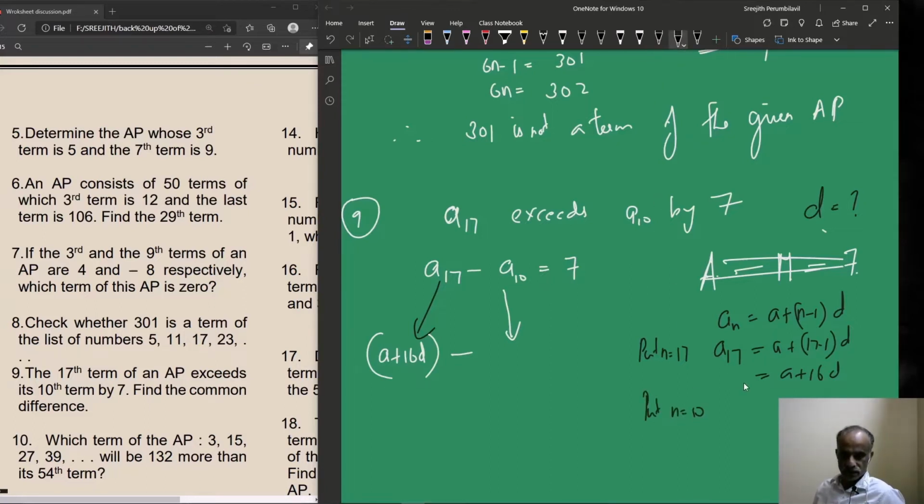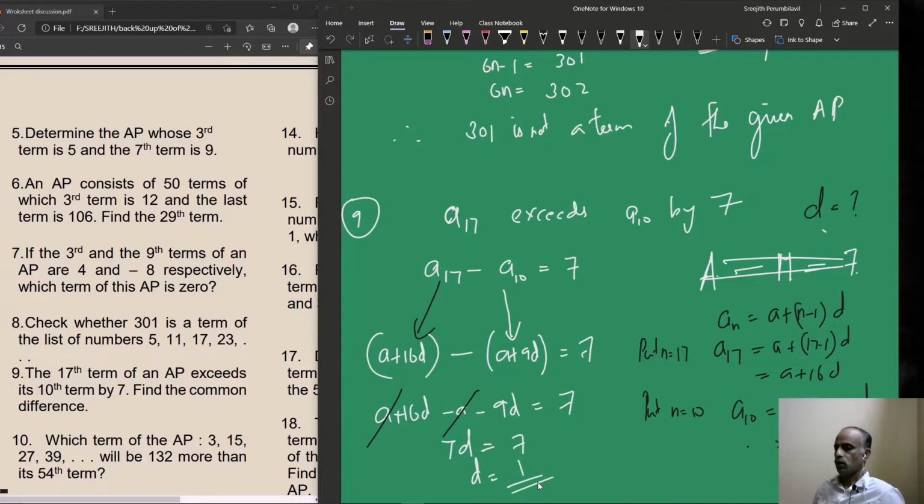What do you get when I put n equal to 10? A10 is equal to A plus (10 minus 1) into D, that is A plus 9D. So A17 minus A10 is equal to 7. When you open the bracket, A plus 16D minus A minus 9D is equal to 7. We can cancel A and A. 16D minus 9D, that is 7D, is equal to 7, or D is equal to 1.